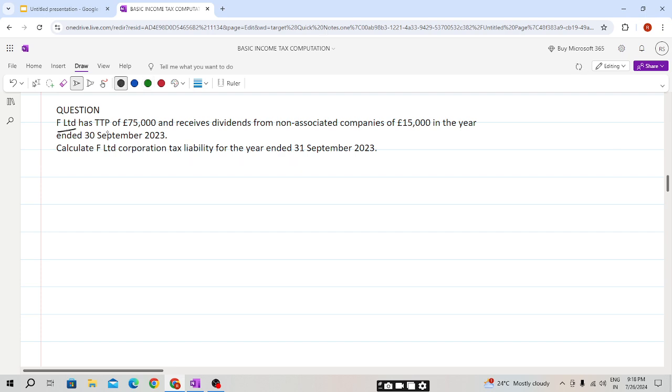F Limited has TTP of 75,000 pounds and receives dividend from a non-associated company of 15,000 in a year ended 30th September. So here only 6 months are falling, because nothing is mentioned about a short accounting period, so it will be for a 12 month period. So it is 1st October 2022 till 30th September 2023, students.